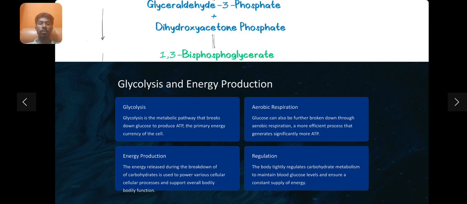Glycolysis and energy production. Glycolysis is a metabolic pathway that breaks down glucose to produce ATP, the primary energy currency. Aerobic respiration. Glucose can also be further broken down through aerobic respiration, a more efficient process that generates significantly more ATP. Energy production. Energy released during the breakdown of carbohydrates is used to power various cellular processes and support overall body function.